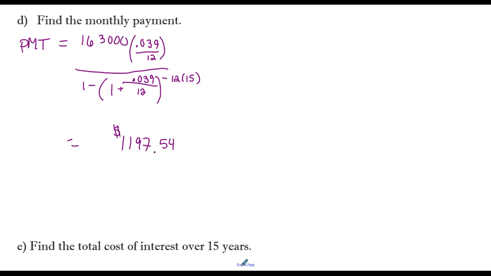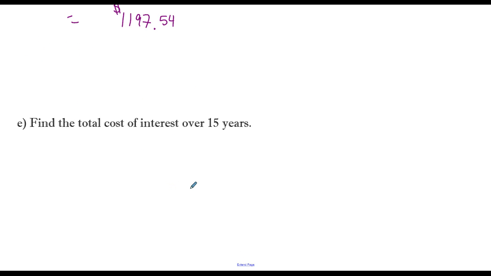Last but not least, to find the total cost of interest over 15 years, we have to figure out how much we're actually paying. So if we are paying $1,197.54 for 12 months over 15 years, that will give us $215,557.20. So this is what we're actually giving back to the bank over those 15 years that we've borrowed the money.